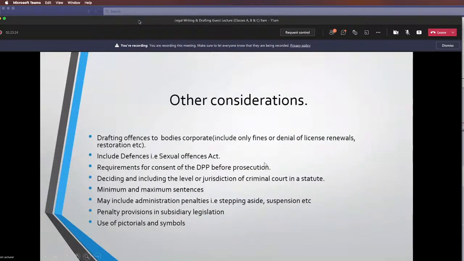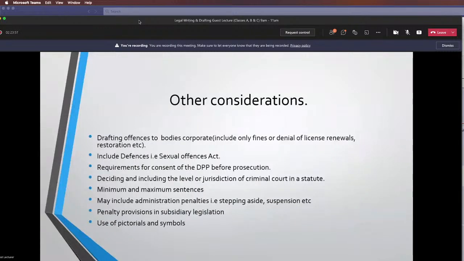Now, when you're drafting offenses to bodies corporate, generally we only include fines. If a body fails to do this, then we can fine them because an institution or a body can pay a fine. We can also deny them their licenses, or if we're to renew license, or sometimes we can force them to restore. If you look at EMCA, the Environmental Management and Coordination Act, it has a lot of provisions on restoration offenses and also fines. So here, we're dealing with bodies corporate.